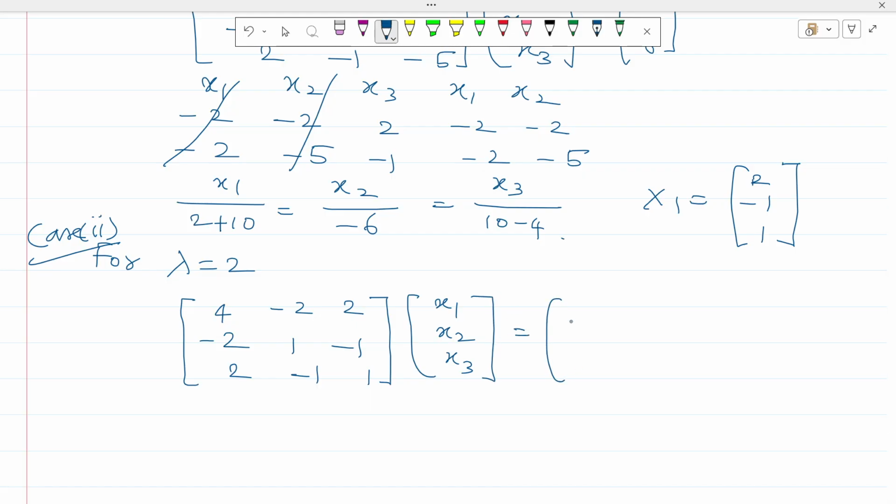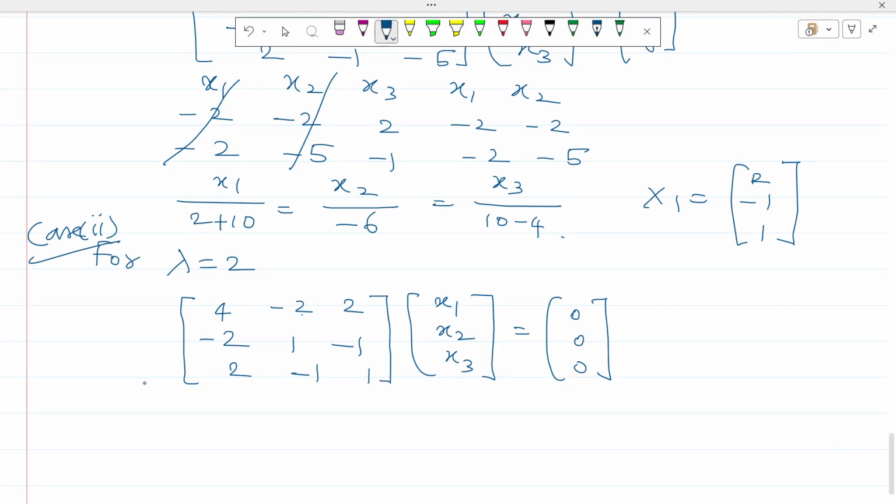You can see here all the rows are identical. All the rows are identical. You can see that 2 minus 1 plus 1, 2 minus 1 plus 1, 2 minus 1 plus 1. So if you are solving this, you will get that it is equal to 0. So therefore it is not possible. We can take that 4x1 minus 2x2 plus 2x3 equal to 0. That means 2x1 minus x2 plus x3 equal to 0 you will get.